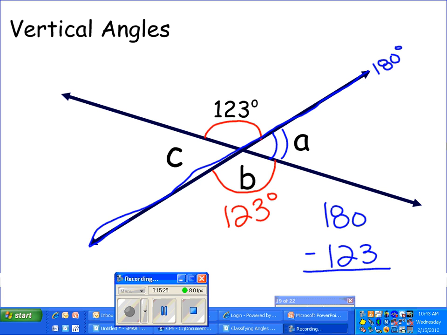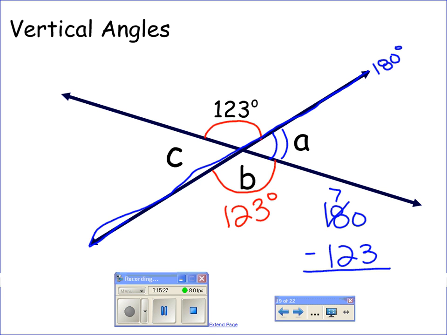180 minus 123. You got to borrow. 10 minus 3 is 7. 7 minus 2 is 5. 1 minus 1 is 0. So the measure of angle A is 57 degrees. Okay? But if the measure of angle A is 57 degrees, what is the measure of angle C? It is 57 degrees also from the vertical angles rule.